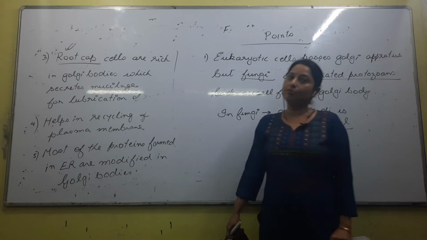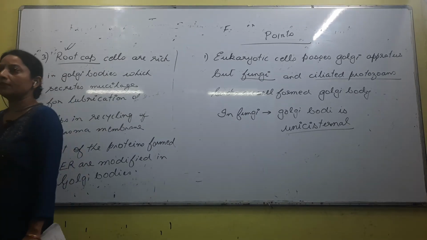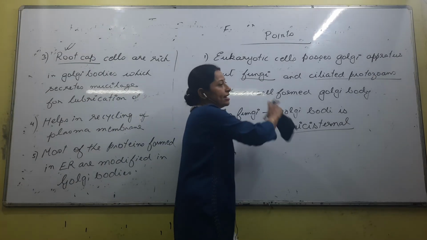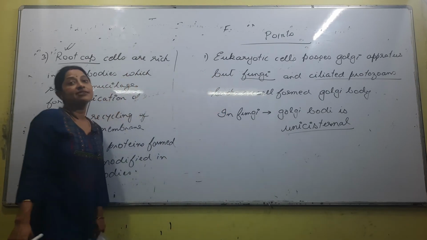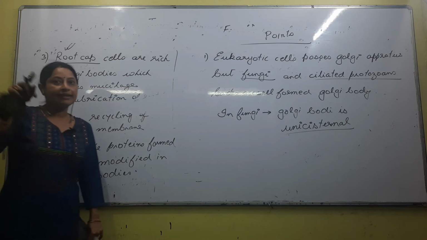Eukaryotic cells of Golgi bodies thakibo, fungi eukaryotic ne prokaryotic? Obviously eukaryotic, right? But in spite of that, you will not see a proper or well-defined structure. Instead, you will see a Golgi body that is unicisternal. Unicisternal mane comprised of just a single cisternae. Eta thakibo matro.